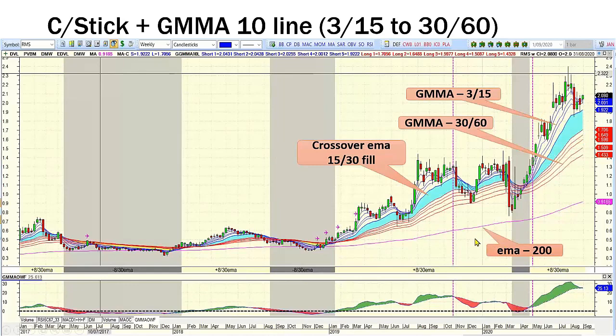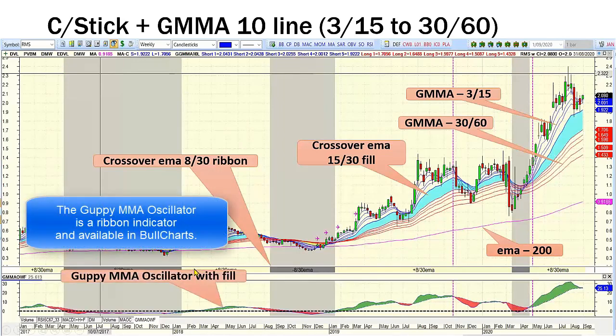This is the 200 period moving average once again, the 8-30 ribbon. And in this case, I'm using the Guppy multiple oscillator with fill. I don't use it today, but I've played around with it.